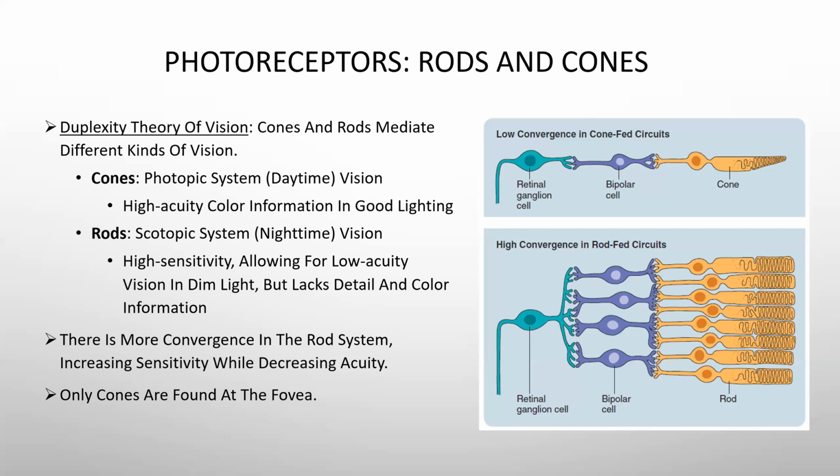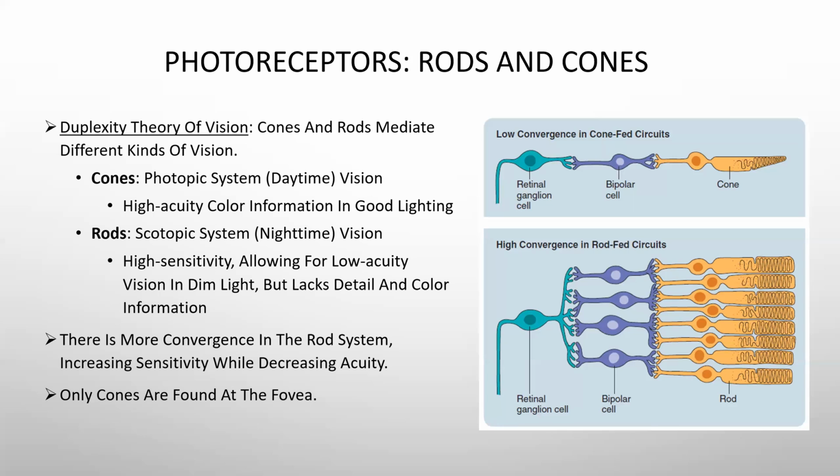There's much more convergence in the rod system, and you can see that in the graph that I provide you there. It says high convergence in rod-fed circuits. You see how there's one ganglion cell? Or I should say, start from the right-hand side. There's 1, 2, 3, 4, 5, 6, 7, 8 rods there, but you see how each one of those rods is converging onto a bipolar cell and then onto a retinal ganglion cell.